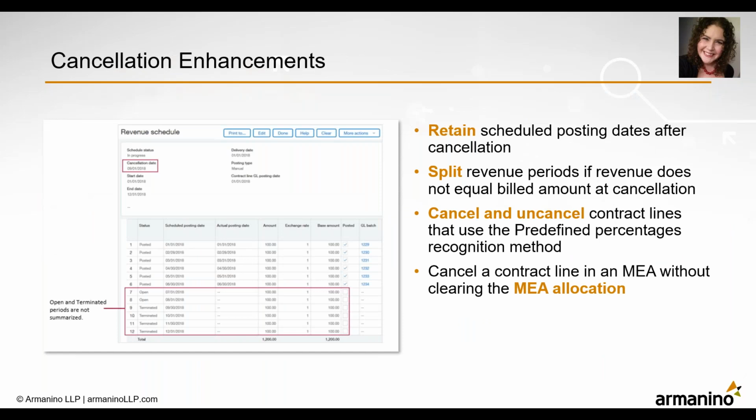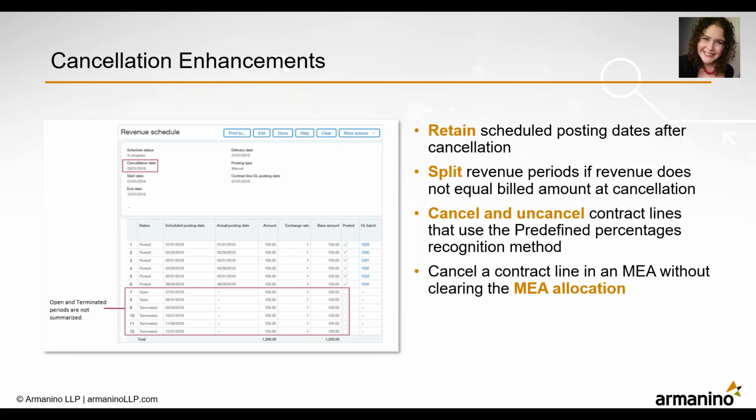Cancellation enhancements. So a couple different things have been updated here. You can now retain the scheduled posting dates after the cancellation. You can split the revenue periods if the revenue doesn't equal the billed amount at the cancellation. And you now also have the ability to cancel and uncancel individual contract lines. So previously you weren't able to uncancel them, and you had to re-enter it again and do the whole thing over. So this will streamline that process as well. And you can also now cancel a contract line in an MEA without clearing the allocation.